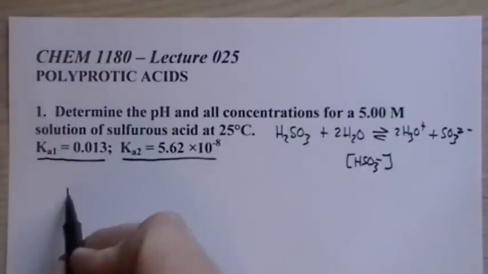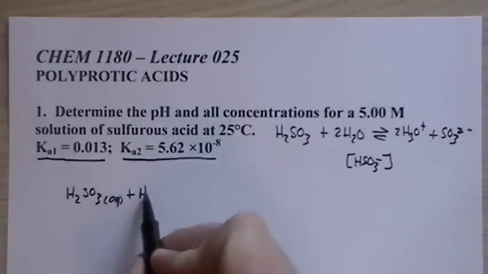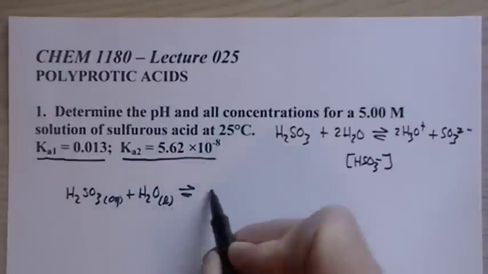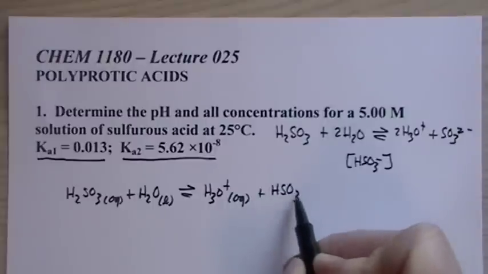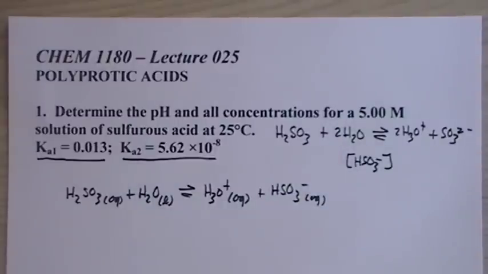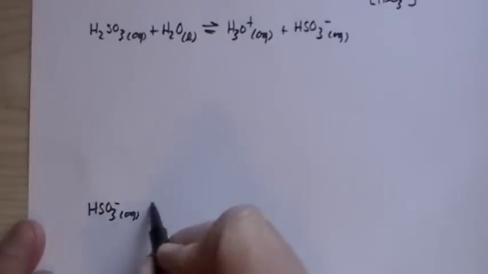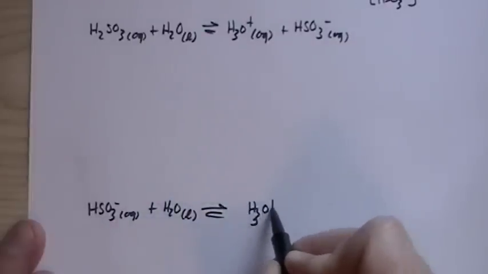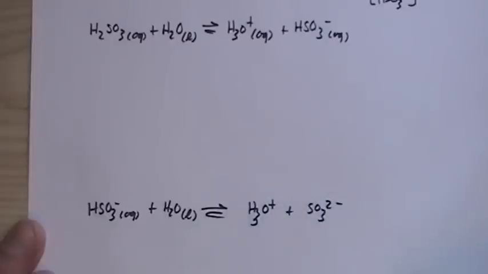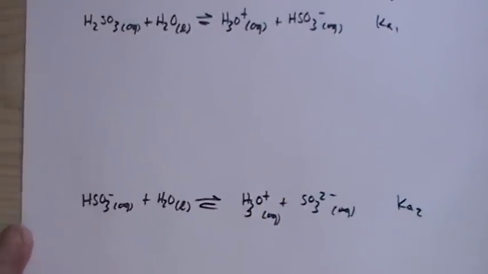So let's do the first step, H2SO3 plus water. And it's going to become H3O+ and HSO3-. That's the first step. Now the second step is going to be the HSO3- plus water goes to H3O+ plus SO3 2-. Get the aqueous in here. This has a Ka1, this is Ka2, or this one corresponds to Ka2.